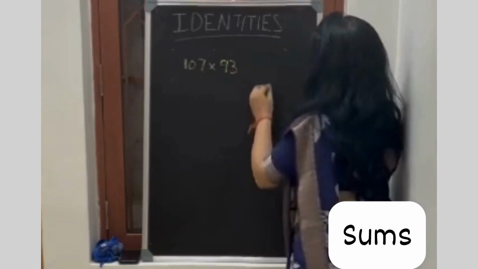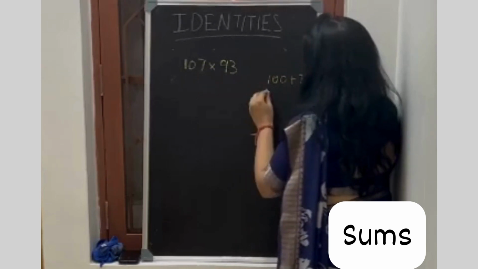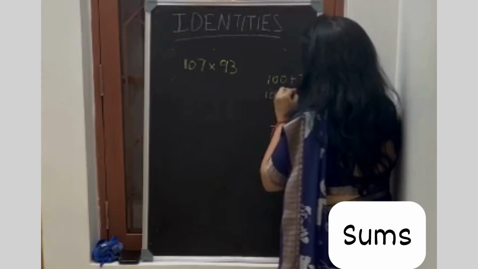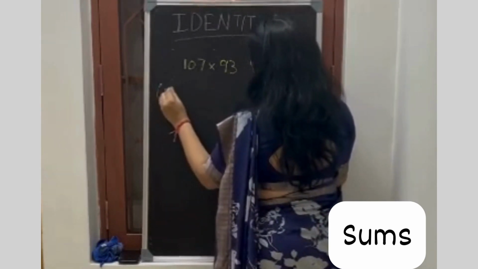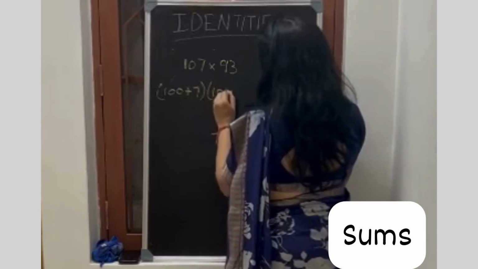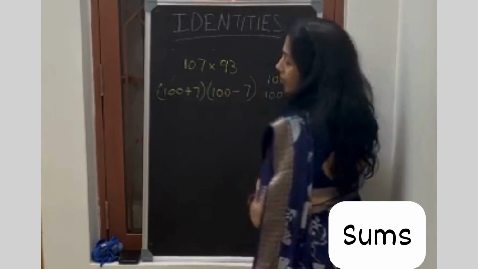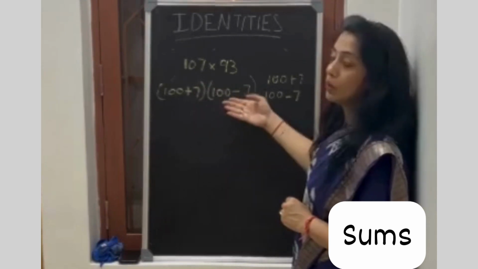107. 100 plus 7 is 107. 100 minus 7 is 93. So I am using here 100 plus 7 and 100 minus 7. Which formula am I using here? (a plus b) into (a minus b).